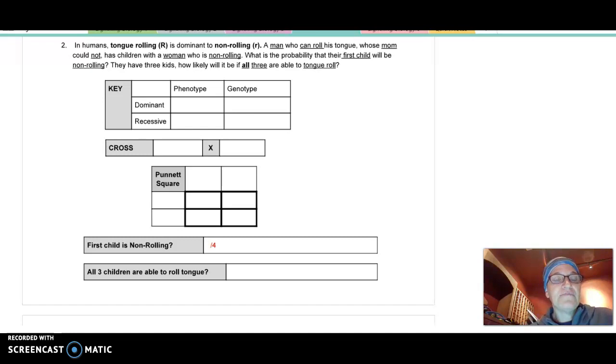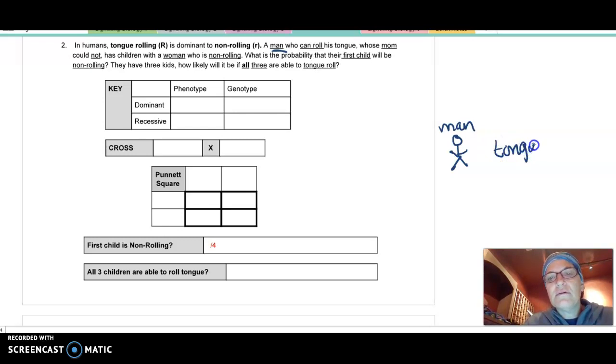So in this question, in humans, tongue rolling is dominant to non-rolling. Non-rolling is not able to roll. So we're going to have a man. Okay, so I'm going to draw a man right here. We'll just call him man. All right. He can roll his tongue. So he is tongue rolling, which then tells you that he has the dominant trait. However, you don't know his genotype.